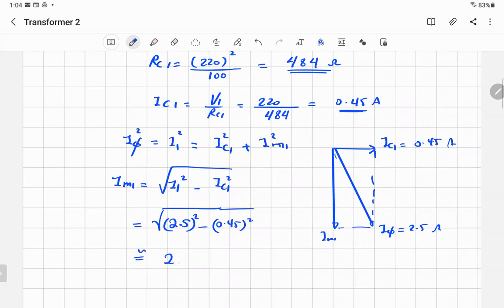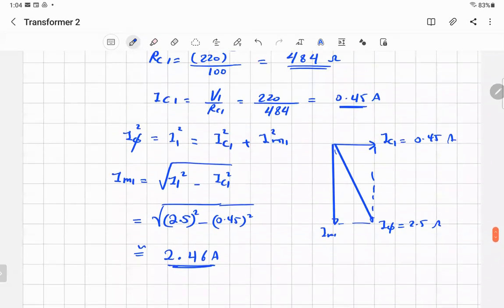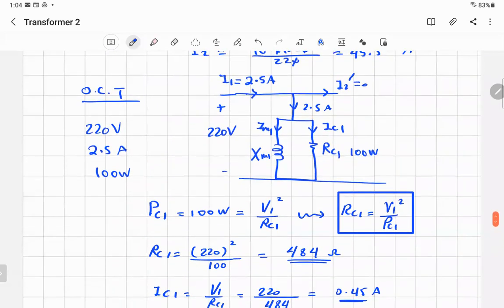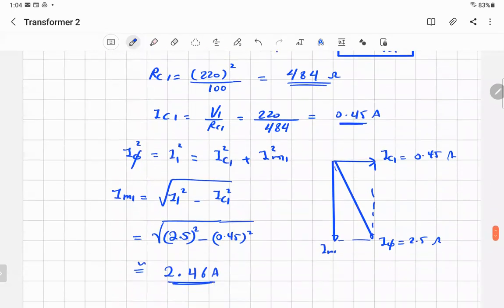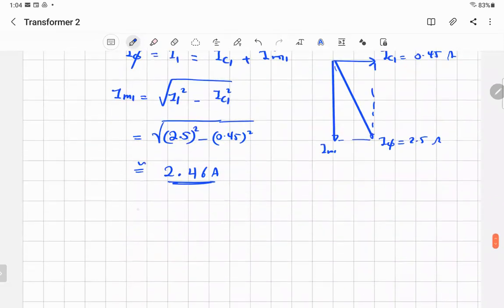That's about 2.46 amp. That will be the magnetizing current. So you got IM1. Once you got IM1, you can get XM. Why? Because you divide the voltage by IM1, it gives you XM1. So XM1 is equal to V1 divided by IM1.